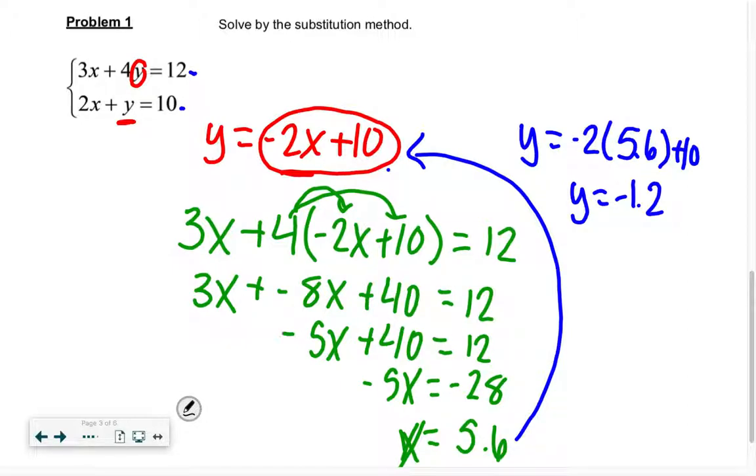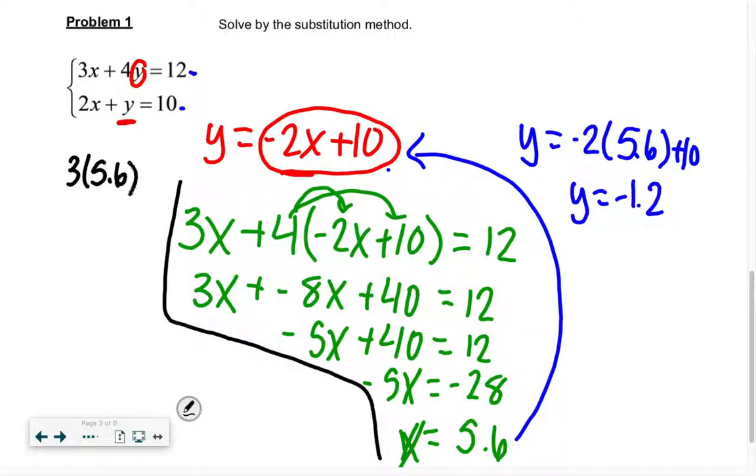How do I know it's right? Plug it in. Check it. So, should I check it in just one? No, both. Okay. So we got lots to do. I'm going to square this off here. My x is 5.6, y is negative 1.2, so I got 3 times 5.6 plus 4 times negative 1.2 equals 12. Yes. It does? Good.